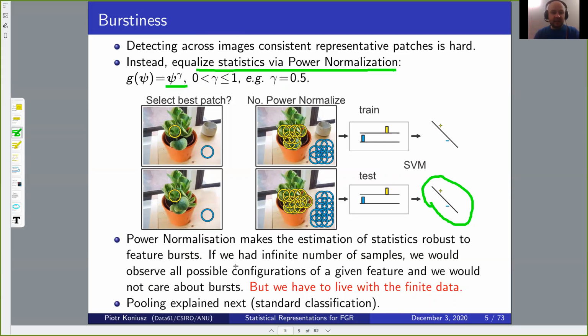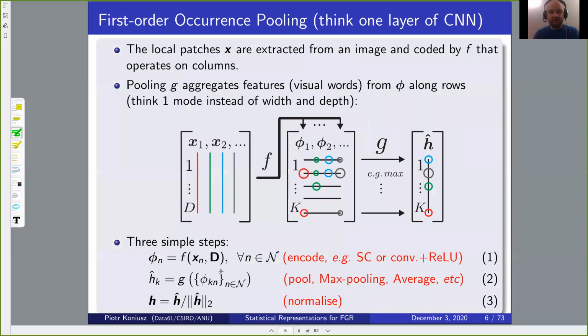So next, I'll explain this in the context of pooling. So imagine that we have some patches, X1, X2, and so on. Imagine that we pass them through some CNN network, or we extract local SIFT descriptors. We obtain some nonlinear embeddings phi. We stack them, and then we essentially perform some pooling using function G along rows to obtain a signature of an image over here. So this can be performed in very simple 3 steps: encoding, pooling, and then we can have some normalization and classification.